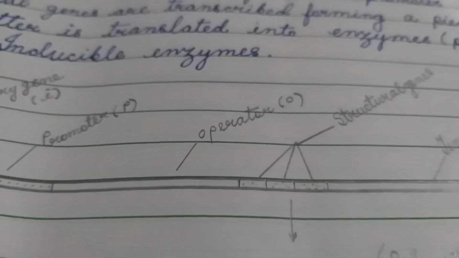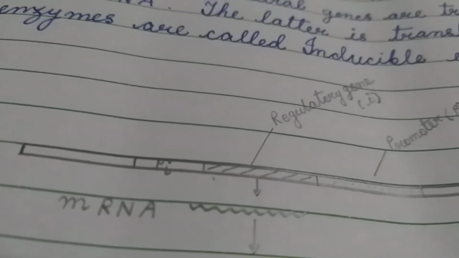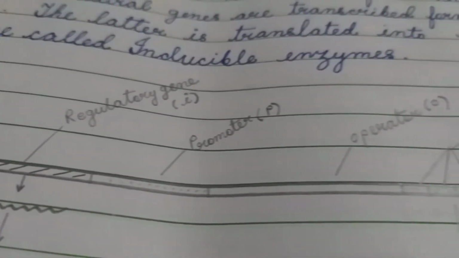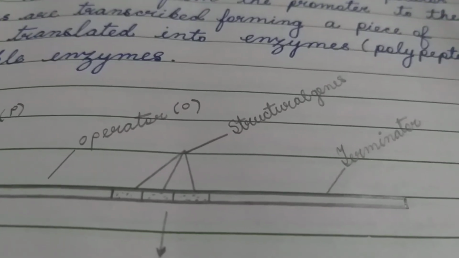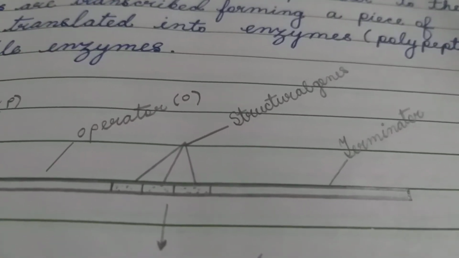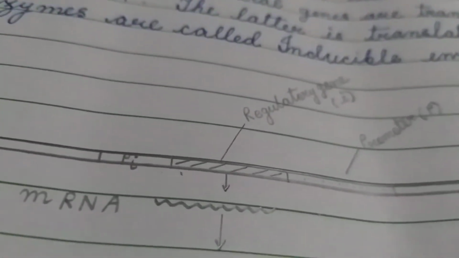This is a set of genes which are located adjacent to each other. It is a group of genes, a set of genes called an operon. This is the operon in the bacterial cells, E. coli.